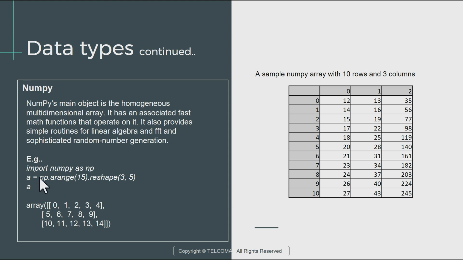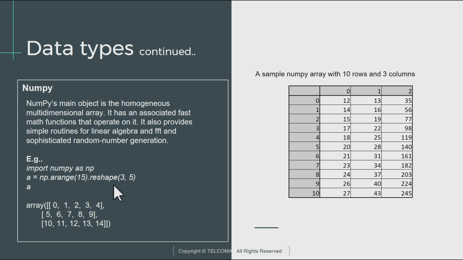a is equal to np.arange(15). So you're invoking the function arange from NumPy and we're passing a parameter 15. What will happen over here is it will create a NumPy array with 15 elements. It will start from 0, end at 14, and it will be one-dimensional. That is, it will have just one row. Now the resultant object is again a NumPy object.